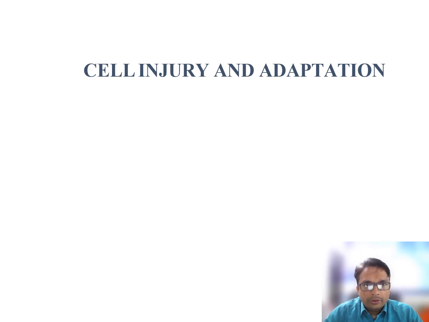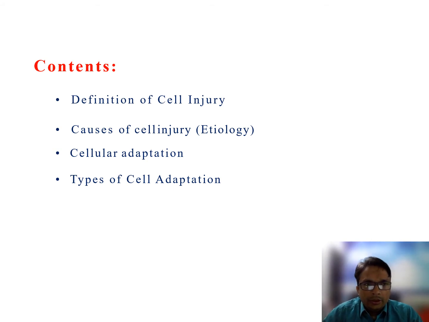Students, today we are going to see about the topic cell injury and cell adaptation. The different contents which we are going to see in this topic are the definition of cell injury, causes of cell injury, which has also been called as etiology, cellular adaptation, what it is, and the types of cellular adaptation we will see with an example. Here we will see both physiological and pathological examples of cellular adaptation.